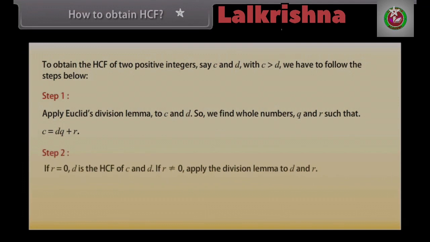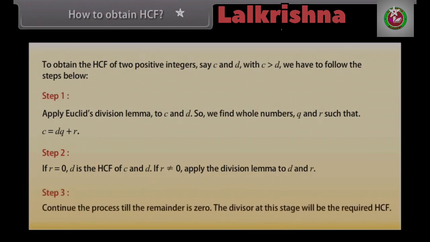Step 2. If r is equal to 0, d is the HCF of c and d. If r is not equal to 0, apply the division lemma to d and r. Step 3. Continue the process till the remainder is 0. The divisor at this stage will be the required HCF.